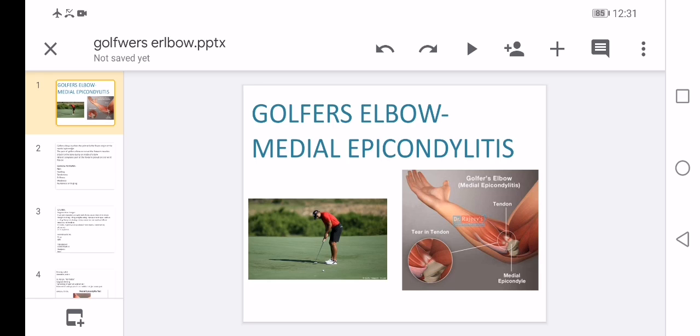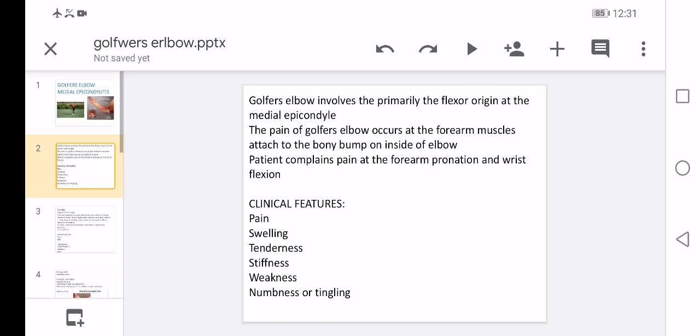Today we'll learn the orthopedic condition golfer's elbow, which is inflammation of the medial epicondyle, also called medial epicondylitis. Golfer's elbow involves primarily the flexor origin at the medial epicondyle, and the pain occurs at the forearm muscles attached to the bony inside of your elbow. The patient can complain of pain during forearm pronation and wrist flexion.